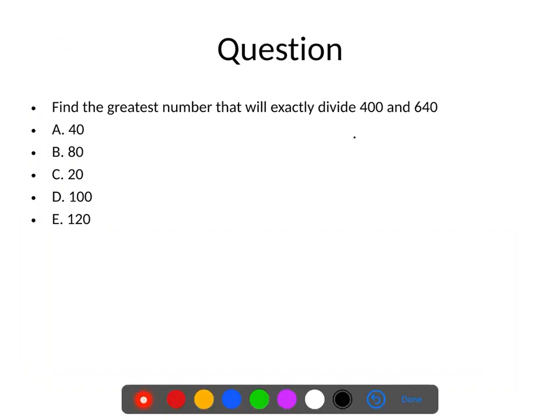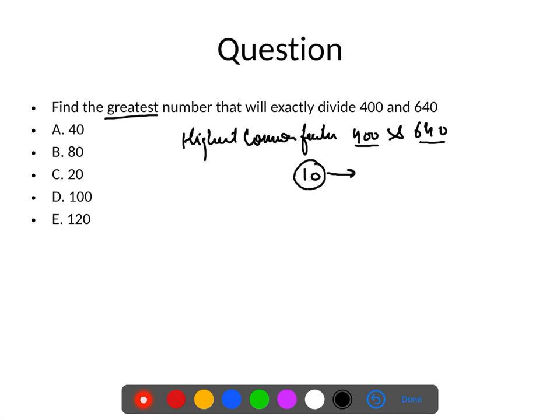Okay, let me write it again. So we're talking about 400 and 640 common factor or highest common factor, okay, greatest number of 400 and 640. You can always take 10 out. 10 would divide both of them. So after dividing by 10, we're left with 40 and 64. So that will make numbers a little smaller.